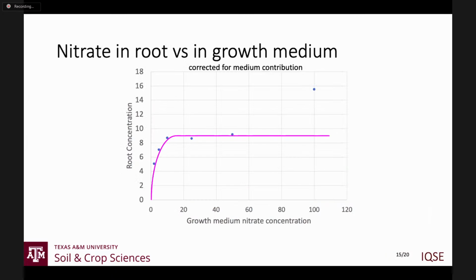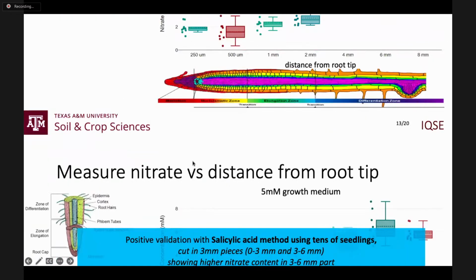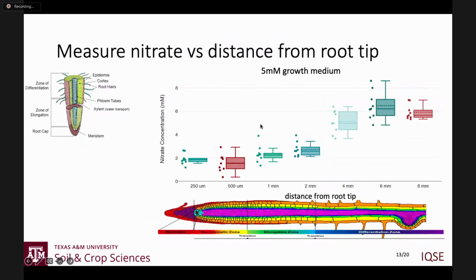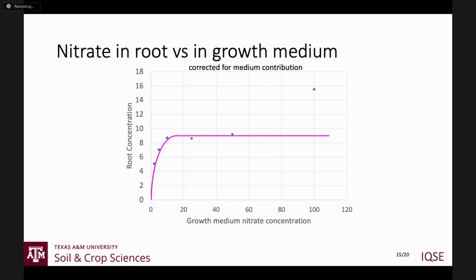One thing that was important to check is that, as you can see here, there is less nitrate on the tip side than when you are approaching the leaf side, that is, after 4 millimeters measured from the tip of the sample. And one thing that we are seeing is saturation of nitrate, and this is measured on the maturation zone.